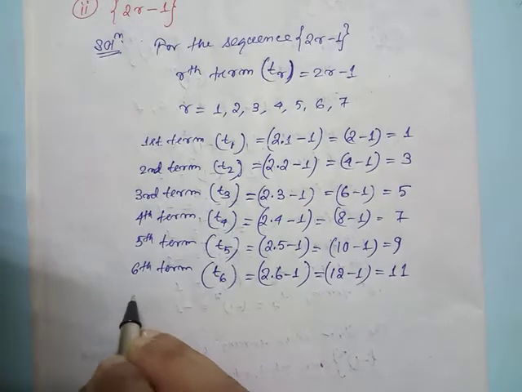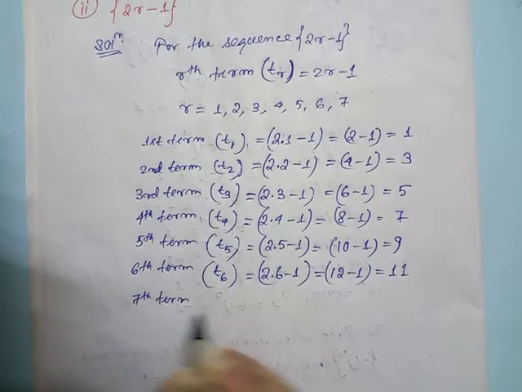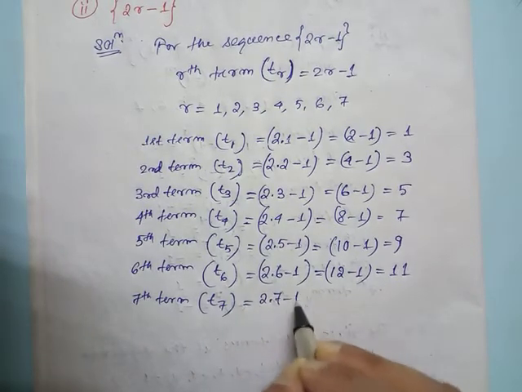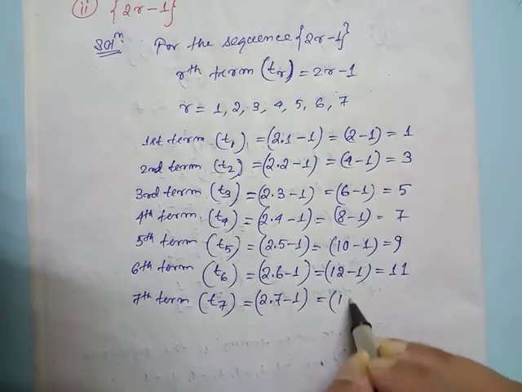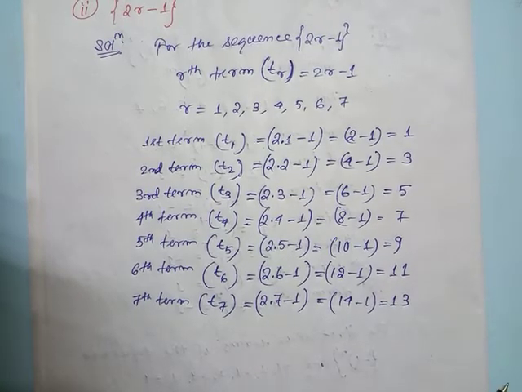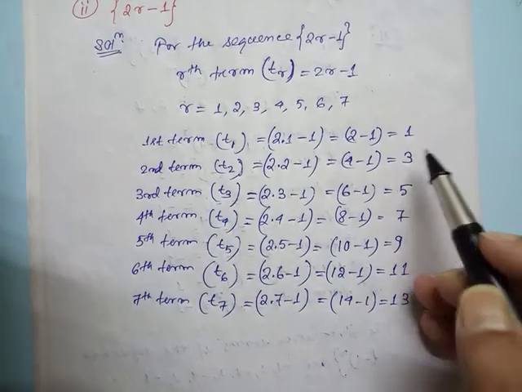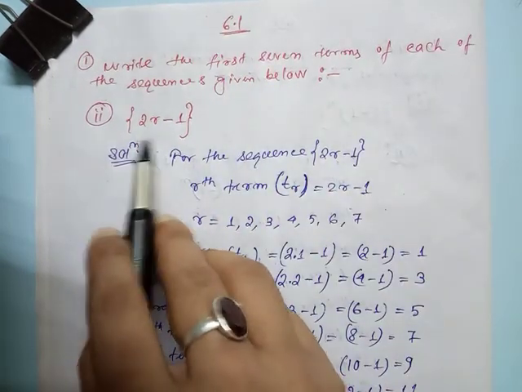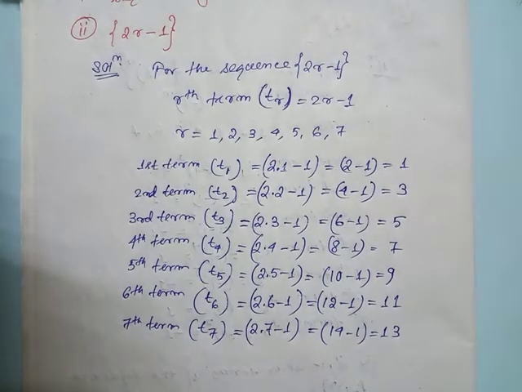And the last term is 2 into 7 minus 1, 7 twos are 14, minus 1, which means 13. Here are all the 7 terms with their answers. I repeat again, it is given in the question first 7 terms, and this is the question. According to the question, these are the 7 terms.